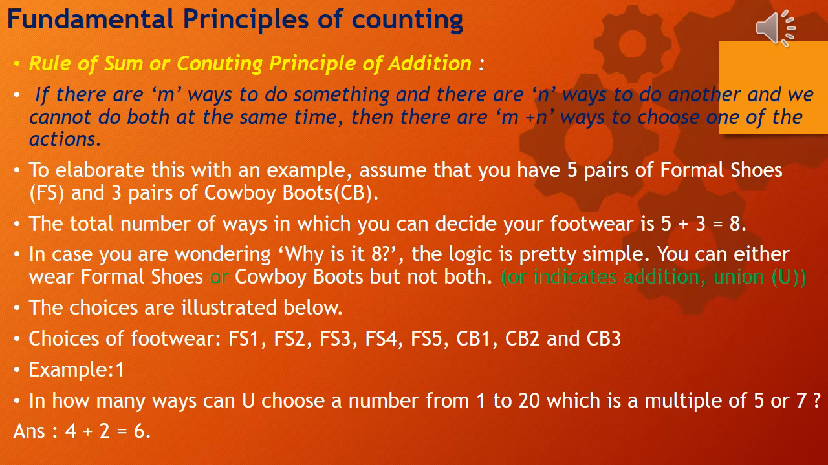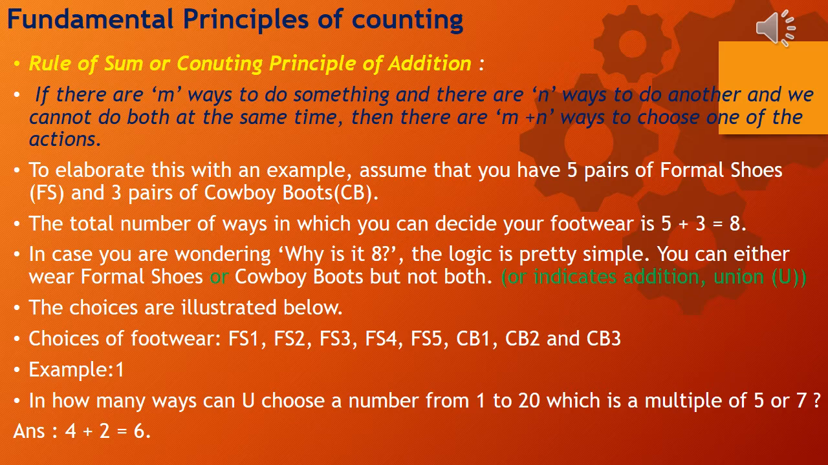Suppose a student has 5 pairs of formal shoes and 3 pairs of cowboy shoes. Let work W1 be wearing a formal pair of shoes, and work W2 be wearing cowboy boots. In order to wear shoes, he can wear either formal shoes or cowboy shoes. So what assumption is worked out here? Either-or. "Or" means addition, so the addition principle is to be applied.